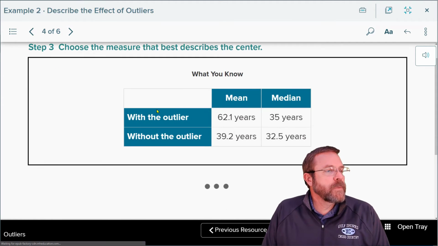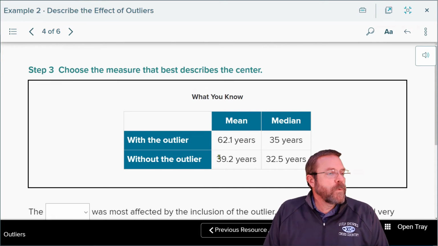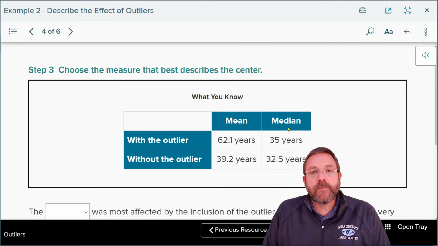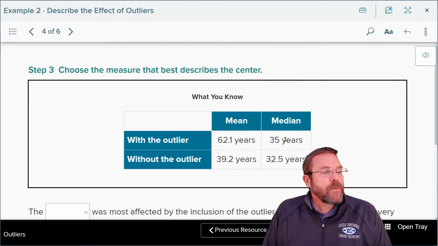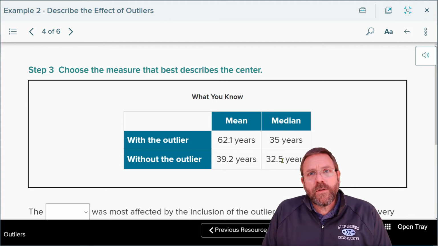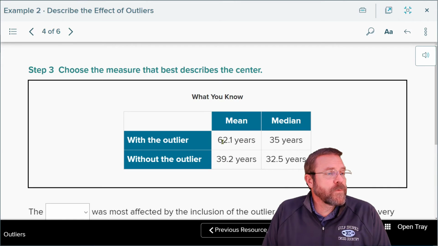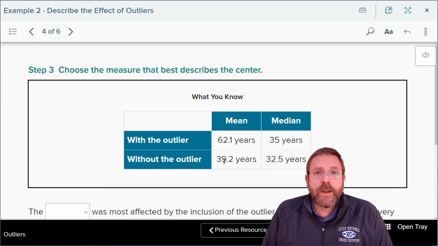It says which one best describes the center. Well, I'm going to say that the median best describes the center because of the outlier here. The median stayed pretty close to each other, 35 and 32.5 years, but the mean, the average, that sucker really changed. It went from 62 years with the turtle down to 39 years without the turtle. That's the power an outlier has on your measure of center.